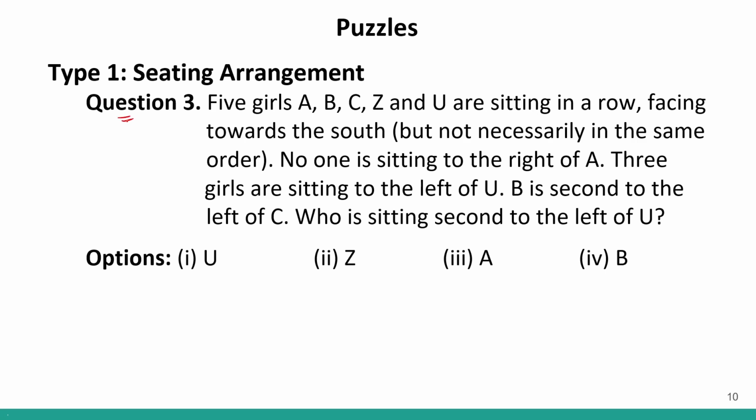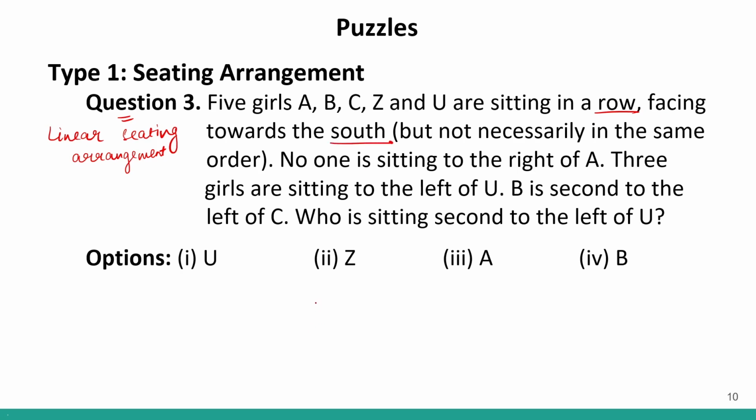Moving on to question number 3. Question number 3 says 5 girls A, B, C, Z and U are sitting in a row. Row means a linear seating arrangement question. In linear seating arrangement also you can have 3 possibilities. Everybody is facing north. Everybody is facing south. Some people are facing north, some people are facing south. There are very rare questions in which people face east and west also. Okay. So 5 girls are sitting in a row facing the south.